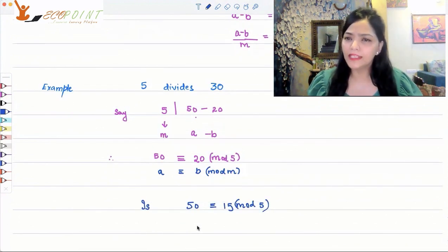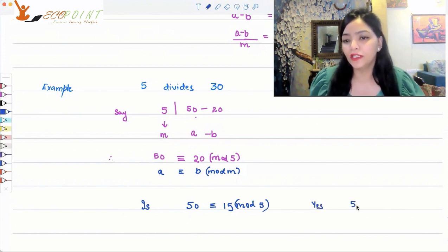Now my question to you is, is 50 also congruent to 15 mod 5? Well, the answer is yes. And why can I say that? Because 50 minus 15 is definitely divisible by 5, right?